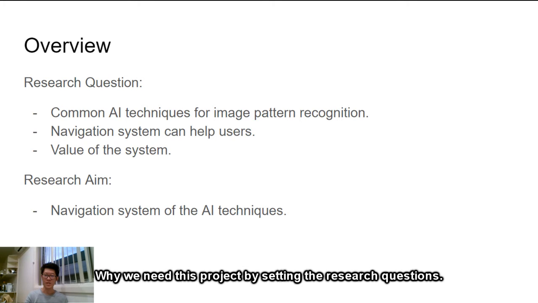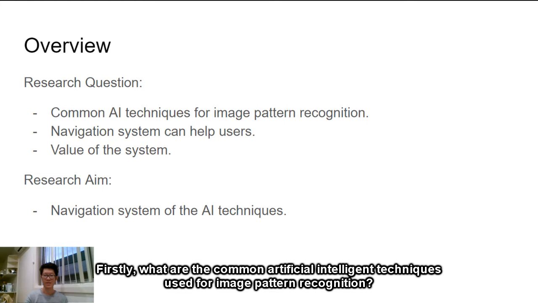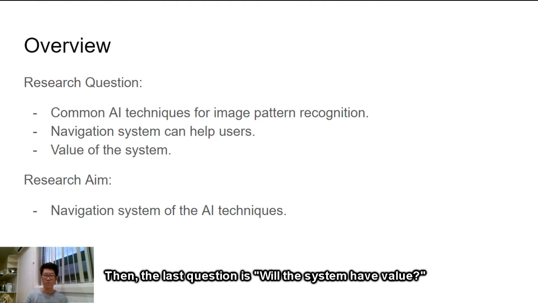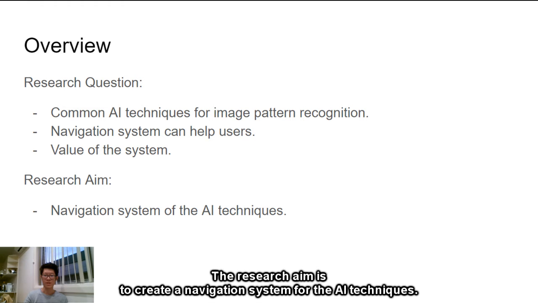Let's start with why we need this project by setting the research question. First, what are the common artificial intelligence techniques used for image pattern recognition? How can the navigation system help users to find and select AI techniques for their use? And the third is, will the system have value? The research aim is to create a navigation system of the AI techniques.